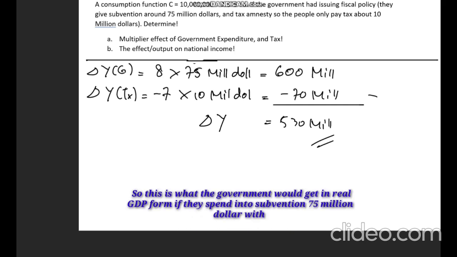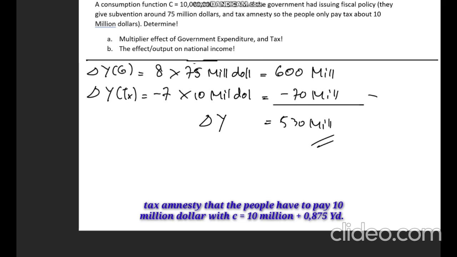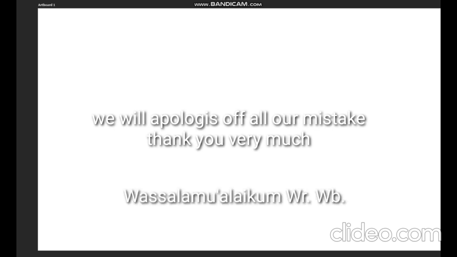So this is what the government would get in real GDP if they spend $75 million on subventions with a tax amnesty where the people have to pay $10 million, with C equals 10 million plus 0.875 YD. If you have any questions, you can ask our group. We apologize for all our mistakes. Thank you very much. Assalamualaikum warahmatullahi wabarakatuh.